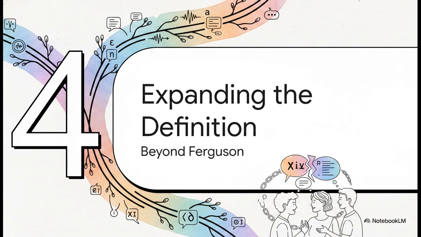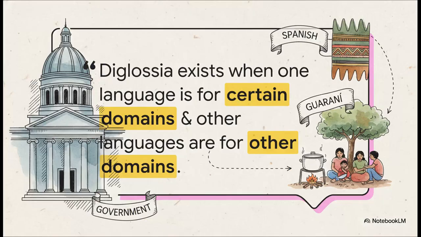Ferguson's model was a huge deal, a real game changer. But other linguists pretty quickly realized, hey, maybe this idea could be applied even more broadly. Like, what if the two varieties weren't even related at all? And this is where another brilliant sociolinguist, Joshua Fishman, comes into the picture.